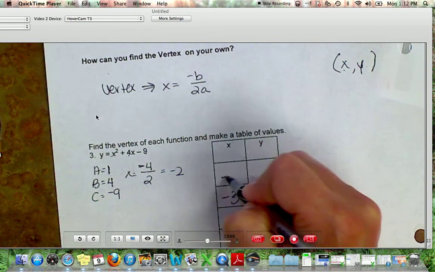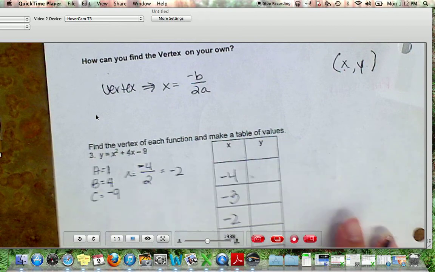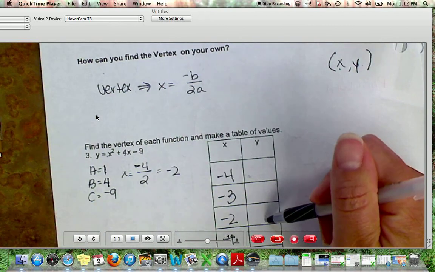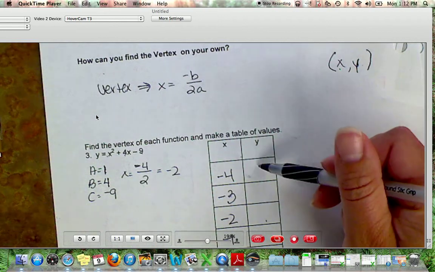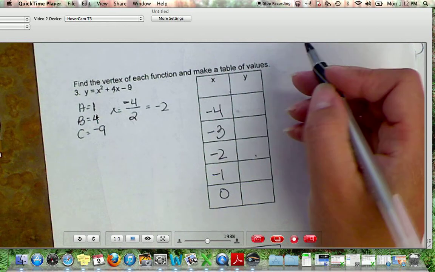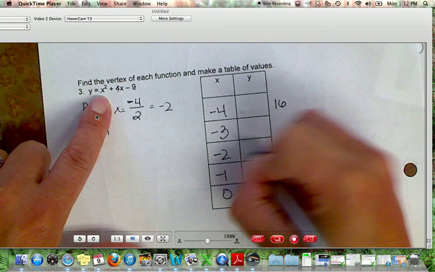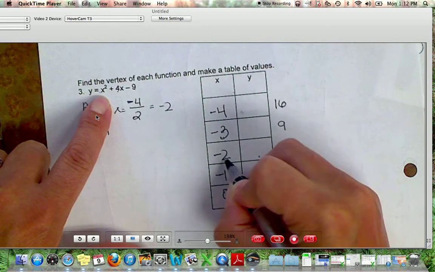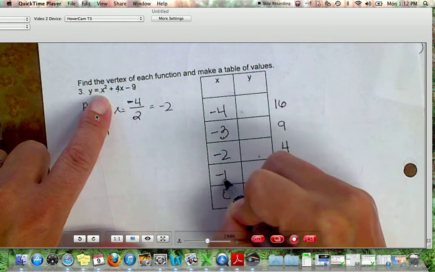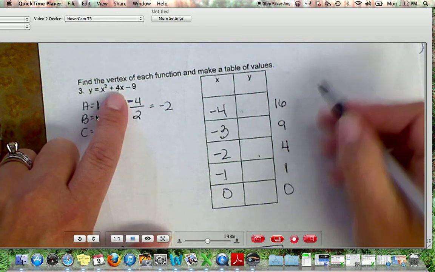So if I go down, negative 3, negative 4, if I go up, I get this. And so we can find the y value here for the vertex, just like we found the y value in the other table points. So we've got, if you want, x squared would be 16, negative 3 squared would be 9, negative 2 squared would be 4, negative 1 squared would be 1, and 0 squared would be 0. And we got 4 times each of these.